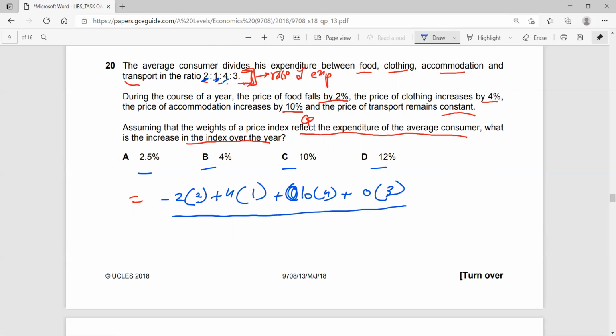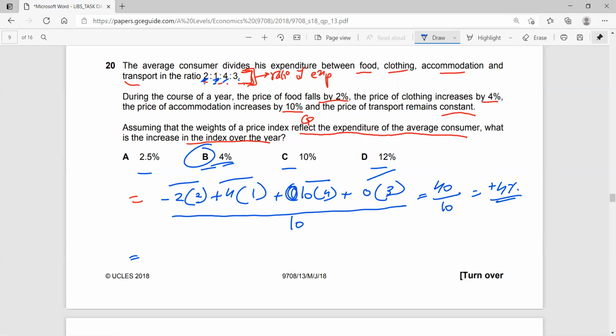And you divide all of this by the sum of the weights, which is 3 plus 4, 7, plus 1, 8, plus 2, 10. This is going to be minus 4 plus 4 cancels out. This is going to be 40 upon 10, 4. Positive 4%. We kept it in percentages throughout, and you'll get 4%.